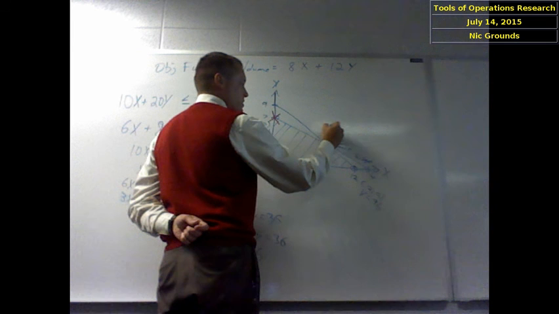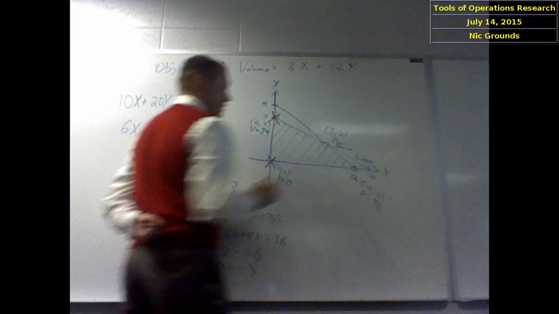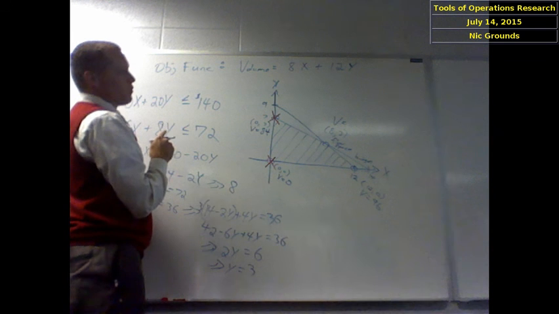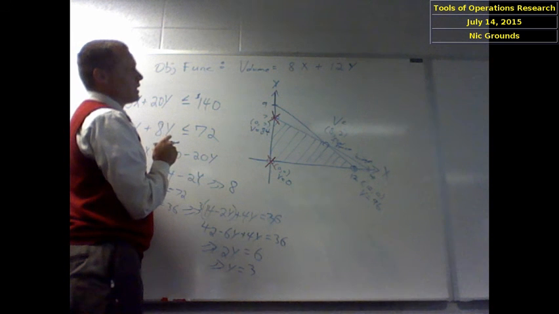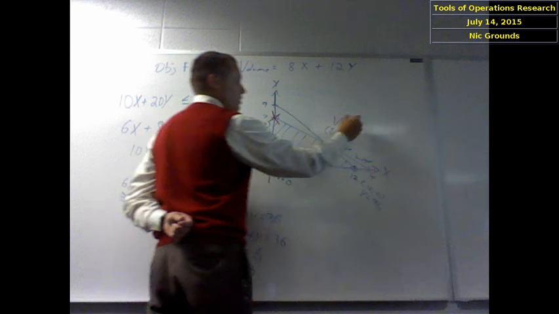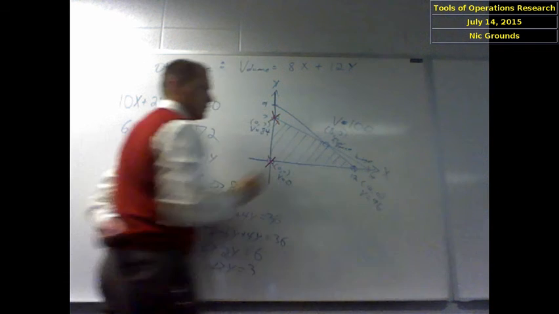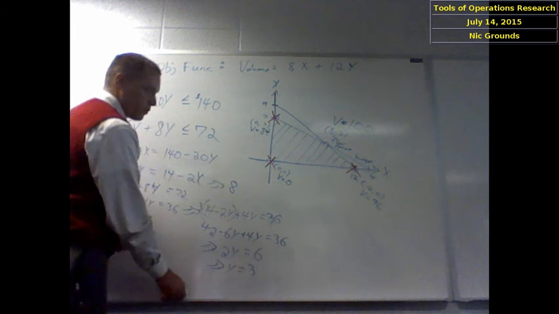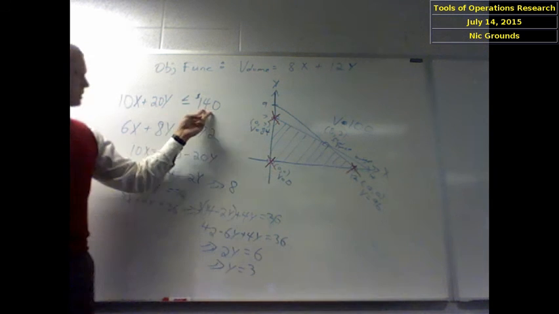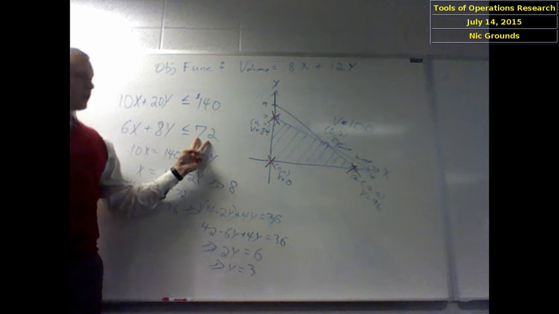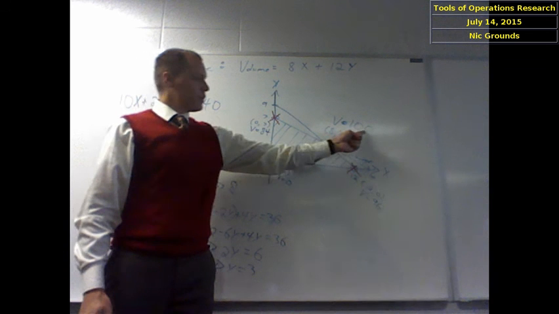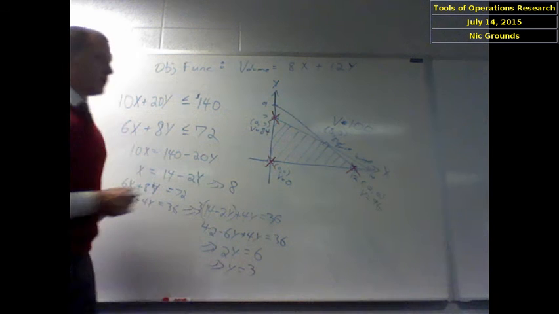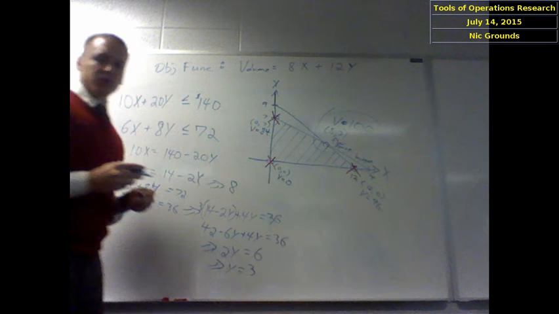So this point here is represented by 8 X cabinets, 3 Y cabinets, which leads to a volume of 64 plus 36. 64 plus 36 would be a volume of 100 cubic feet. Which means our maximum volume is located at the intersection of our budget and floor space constraints. A maximum volume of 100 cubic feet by buying 8 X cabinets, 3 Y cabinets. So that is our optimal answer.